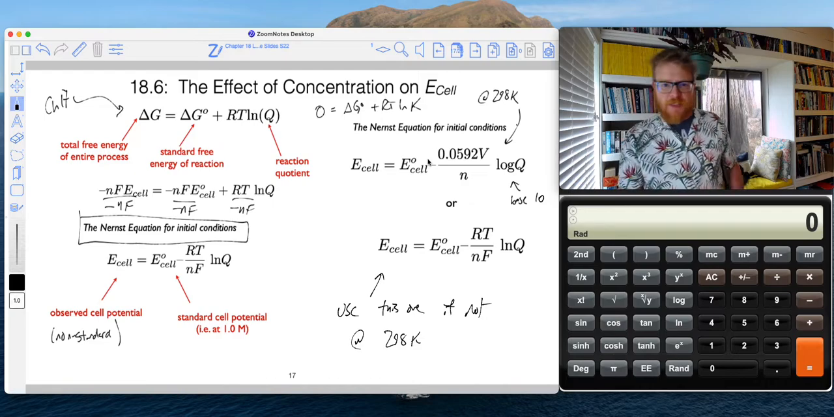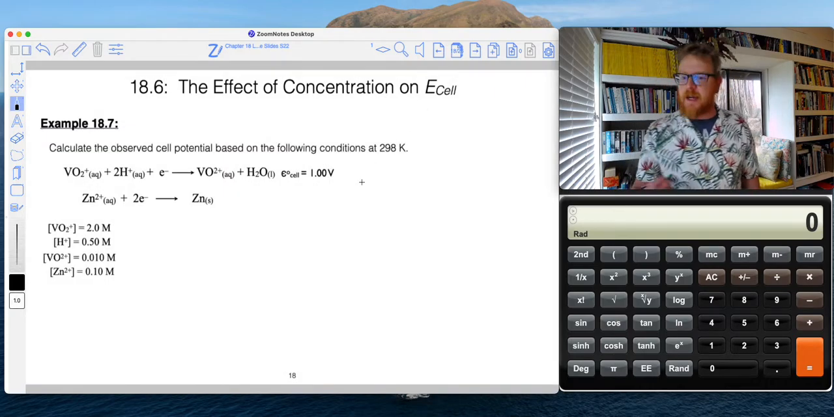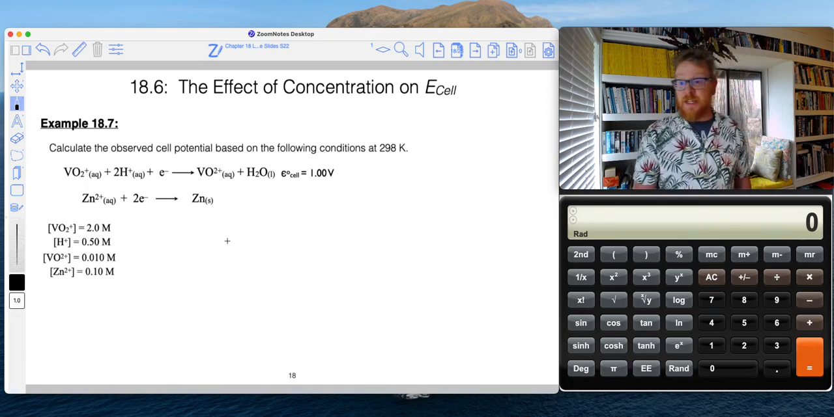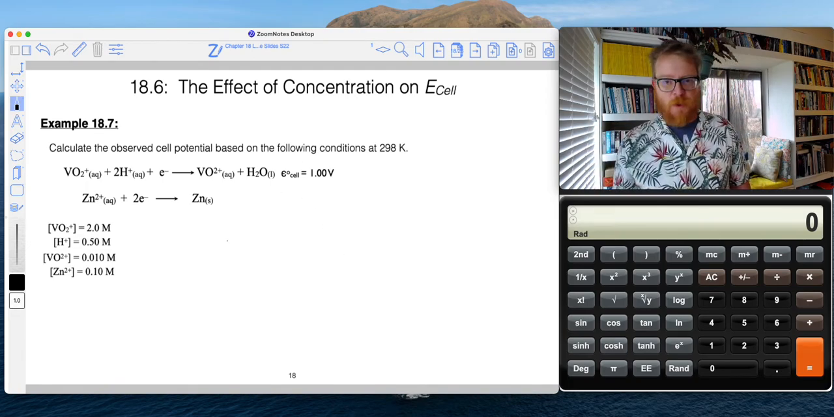Okay, so let's do a sample problem, and I'm going to record that in a second part because this is part B, because this is a fairly large example to go through. So I'll see you in the part B video.